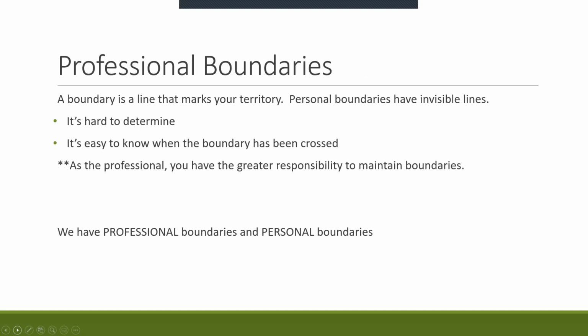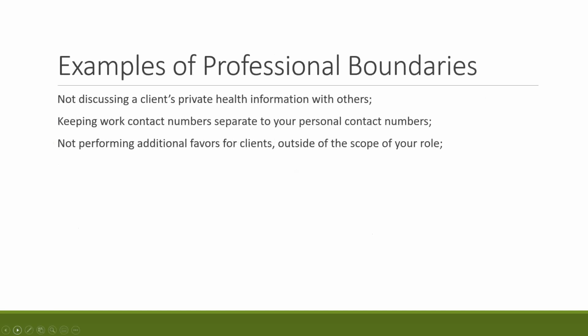Professional boundaries. A boundary is a line that marks your territory. Personal boundaries have invisible lines. It's hard to determine a personal boundary, but it's easy to know when the boundary has been crossed. As the professional, you have the greater responsibility to maintain boundaries. We have professional boundaries and personal boundaries. Some examples of professional boundaries are not discussing a client's private health information with others, keeping work contact numbers separate to your personal contact numbers, and not performing additional favors for clients outside of the scope of your role.